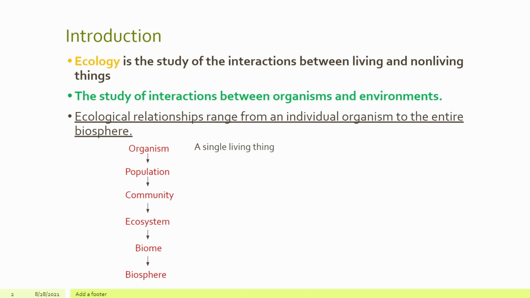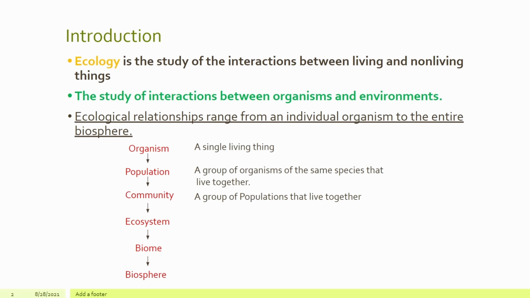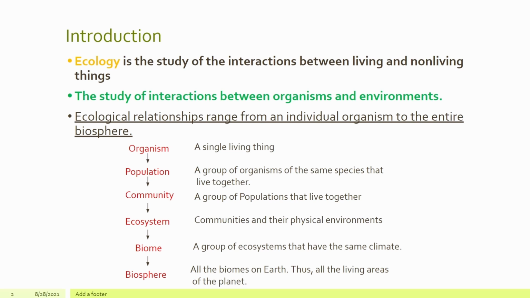An organism is a single living thing, whereas a population is a group of organisms of the same species that live together. A community is a group of populations that live together. An ecosystem is communities and their physical environments. A biome is a group of ecosystems that have the same climate, and the biosphere is all the biomes on Earth, so all the living areas of the planet.